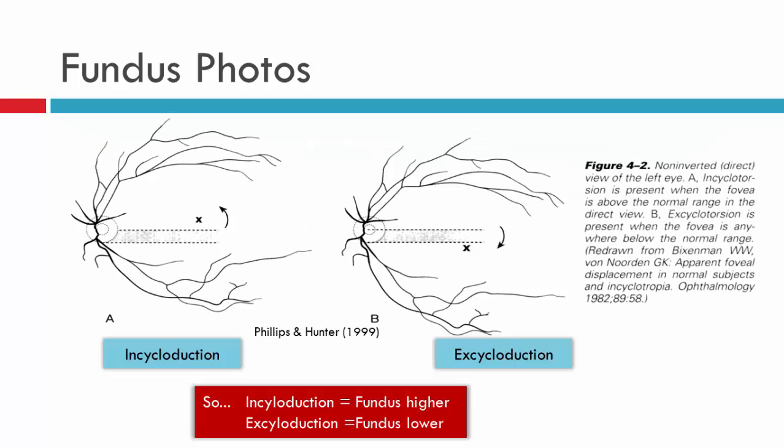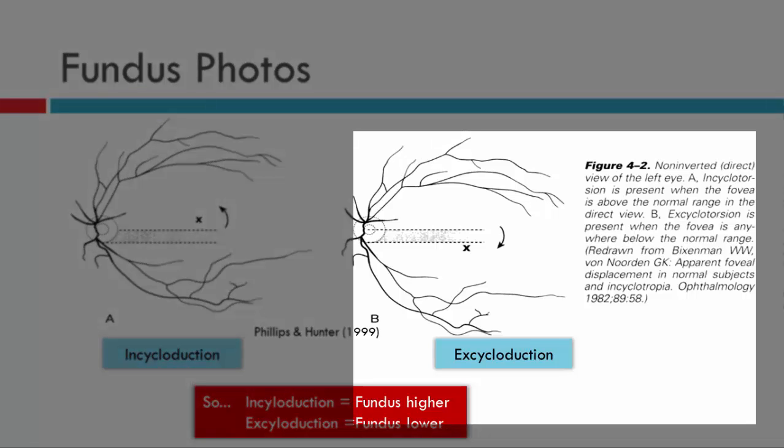Okay, so if an eye is excycloadducted or encycloadducted, what we expect is that the fovea will be located above or below this position. So in general, if the fovea is located above the normal position, the eye is encycloadducted or there's an encyclotropia.